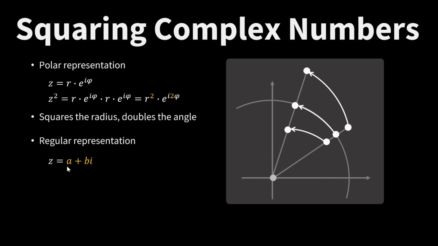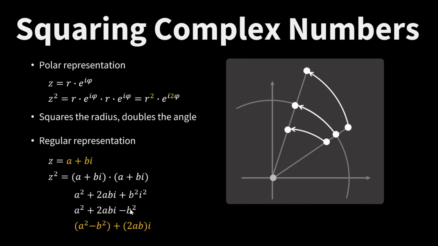So here we have z equals a plus b times I. This gives z squared equals a plus b times I times a plus b times I. Now we expand this expression. This gives a squared plus 2 times a times b times I plus b squared I squared. Now we know that I squared is minus 1, so we get a squared plus 2 times a times b times I minus b squared. Now these two terms don't contain I. So this is the real part of the number, a squared minus b squared, and this is the imaginary part of the number, 2 times a times b. So in this representation, it's not at all clear that we stay on the unit circle if r is 1.